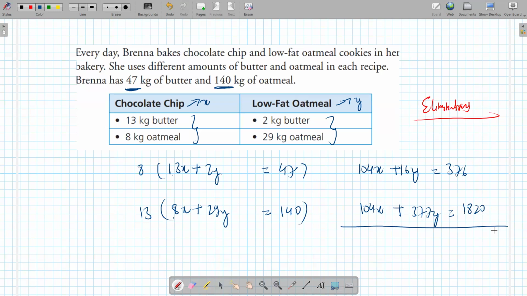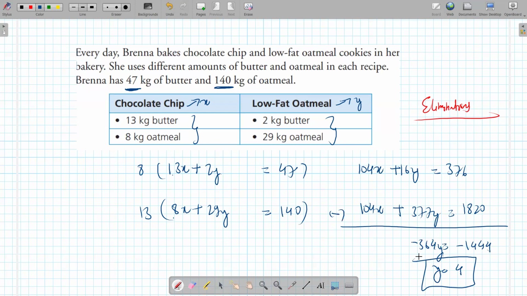Once we have the same coefficients, notice how for the x's, we have 104 for both of them. You subtract? Yeah, you would subtract, and hopefully we get a nice number. So 16 minus 377, negative 361, and on the other side, 376 minus 1820, that's negative 1444. There's a y here. This divided by negative 361, y is 4. It's like 3.96, but it's basically 4.